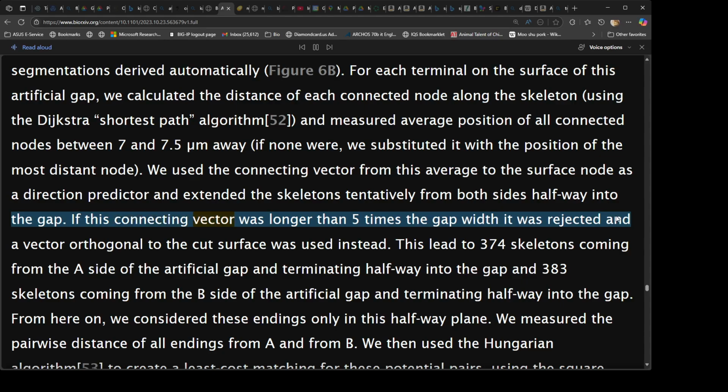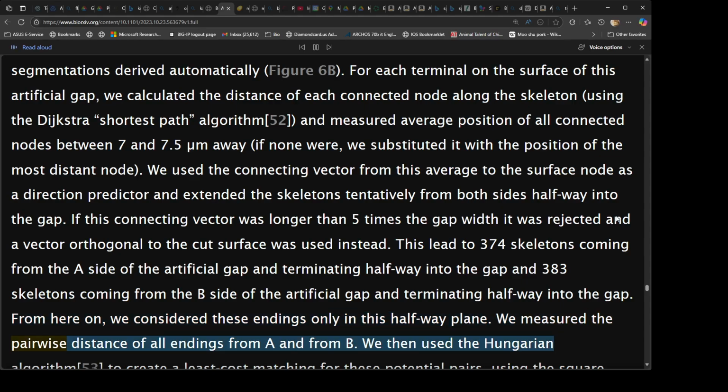If this connecting vector was longer than 5 times the gap width, it was rejected and a vector orthogonal to the cut surface was used instead. This led to 374 skeletons coming from the A side of the artificial gap and terminating halfway into the gap, and 383 skeletons coming from the B side of the artificial gap and terminating halfway into the gap. From here on, we considered these endings only in this halfway plane.